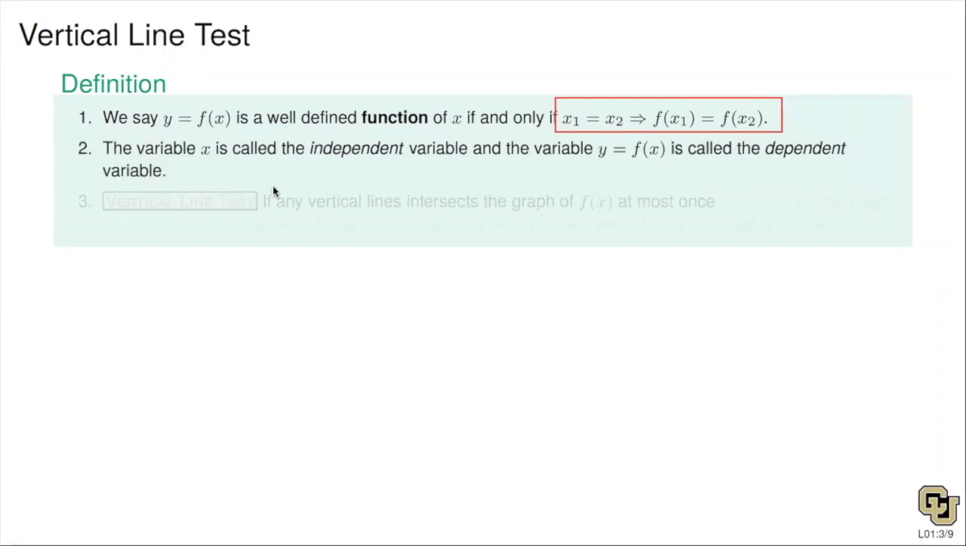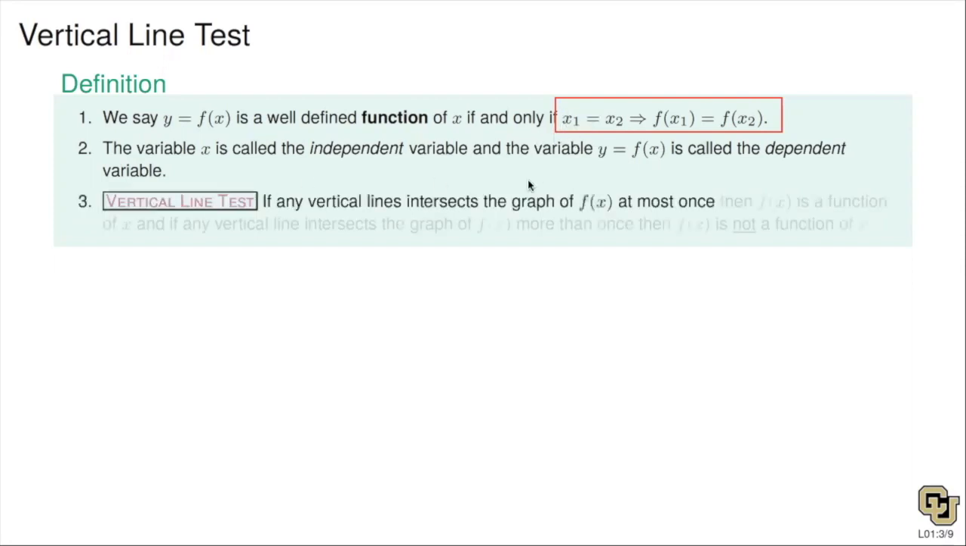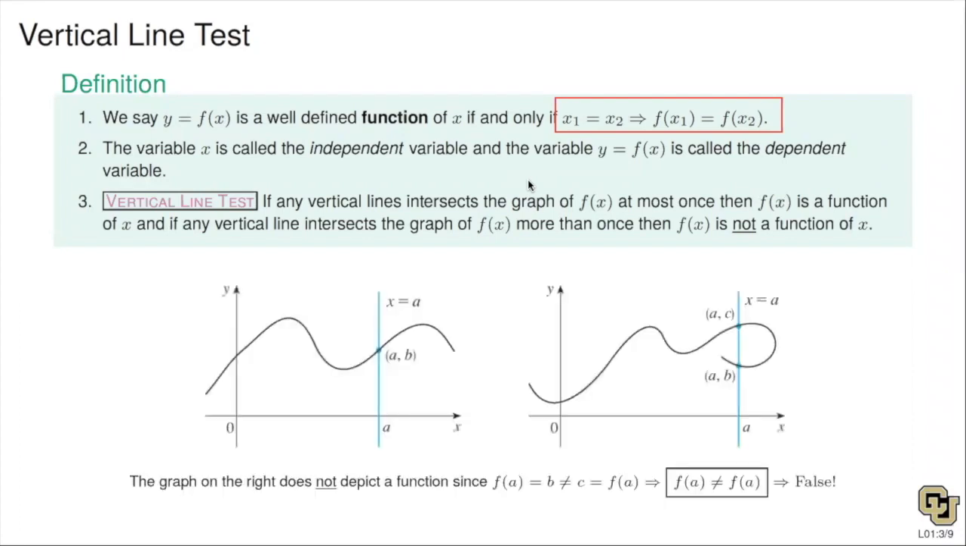The x variable is called the independent variable. The y variable is called the dependent variable. The visual interpretation of this definition in the red box is known as the vertical line test. Basically, what we're saying is that any vertical line can only intersect the graph of a function once or zero times. So if any vertical line intersects the graph at most once, what do I mean at most once? Either once or not at all, then the function will be a function of x. If any vertical line intersects the graph of f of x more than once, then f of x is not well defined. It's not a function of x.